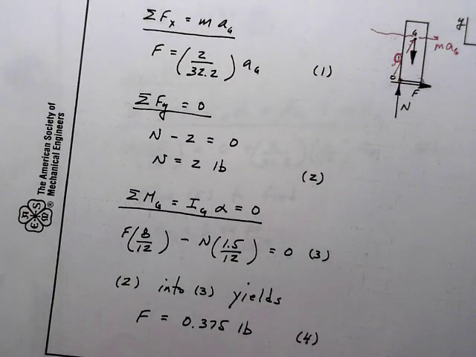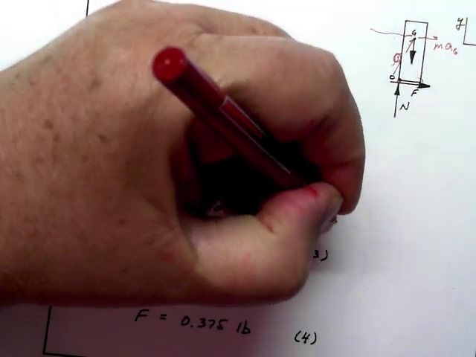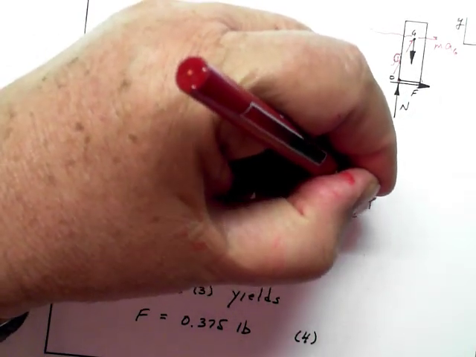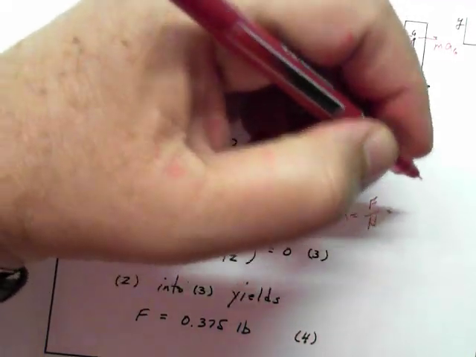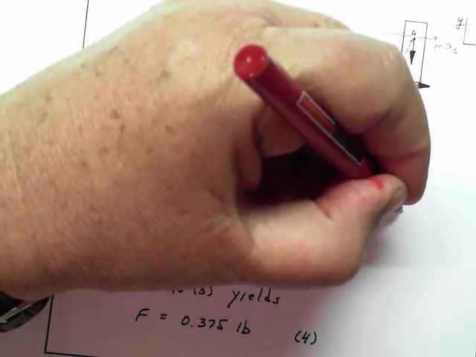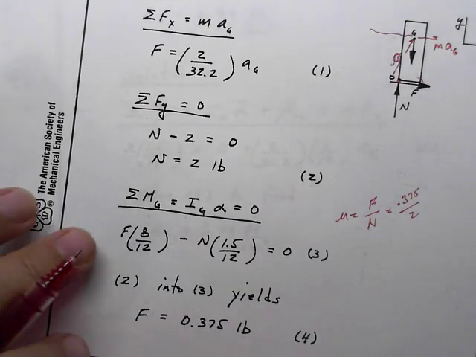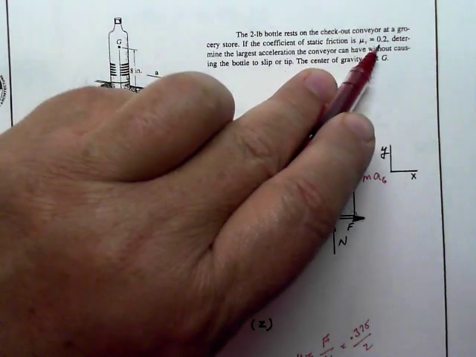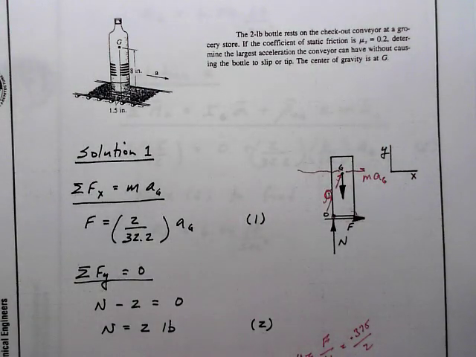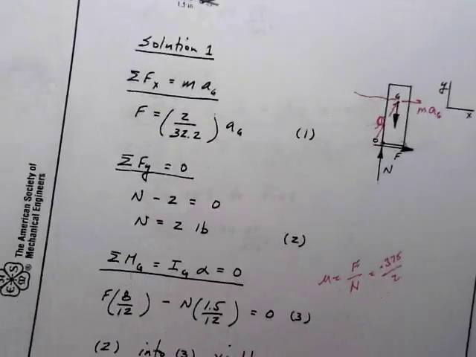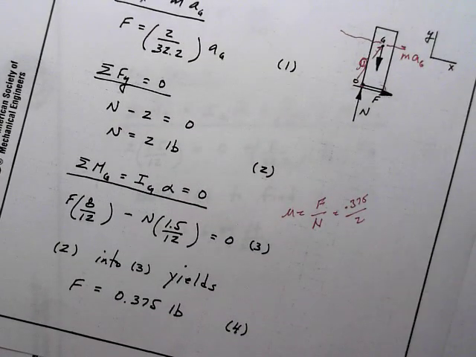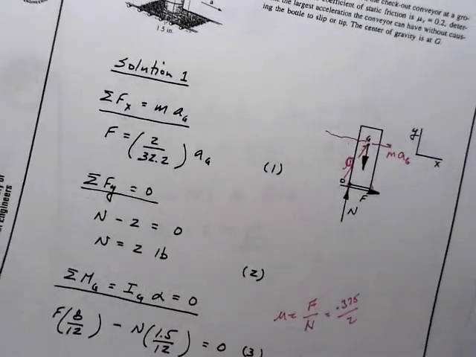because one of the questions we ought to come back and ask ourselves is, we made the assumption that we were going to tip before we slip, but tipping, or about to tip, impending tip, requires a friction force of 0.375 with a normal force of 2. So our mu is going to equal our friction force divided by the normal force, and that was the 0.375 divided by 2, and 0.375 divided by 2 is just a little bit less than the 0.2 that we said would bring us right up to slip. So the friction required to make it tip is less than the friction required to make it slip. Therefore, it did not slip.